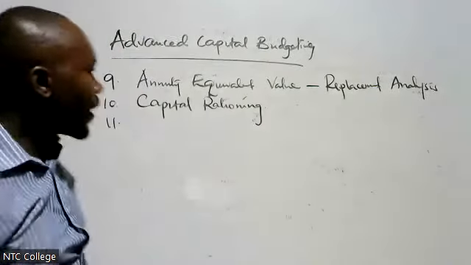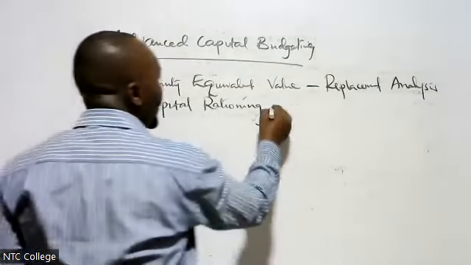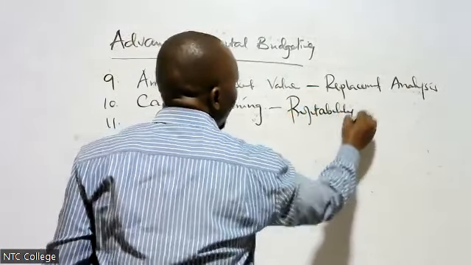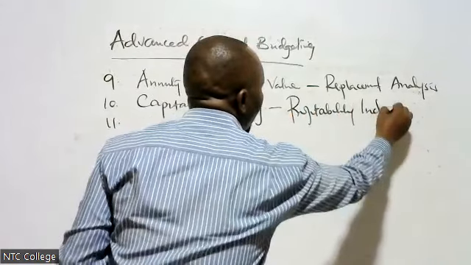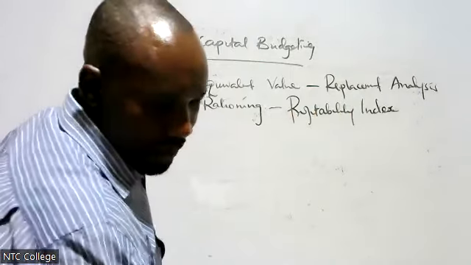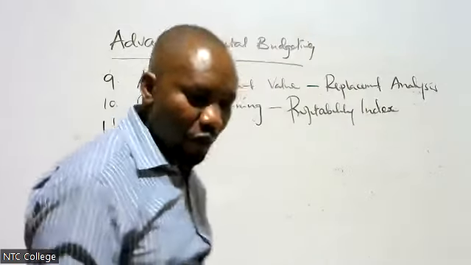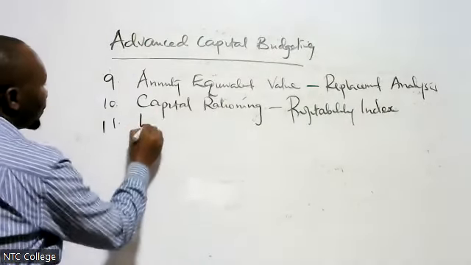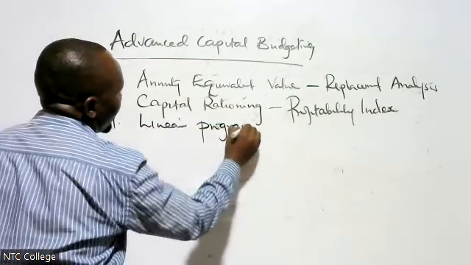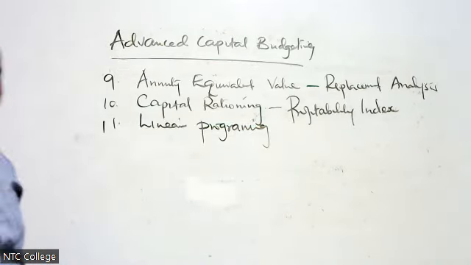And here we shall be looking at profitability index. So to make decision on capital rationing, you need to consider profitability index. And then the last part is linear programming. Linear programming in capital budgeting.